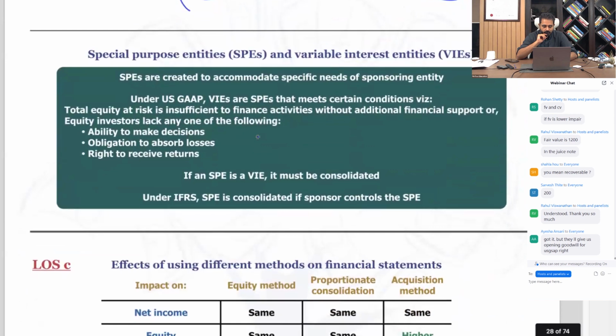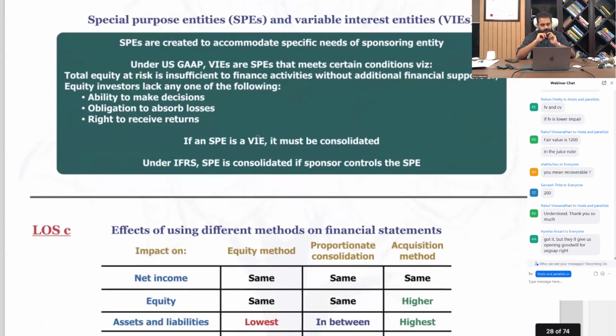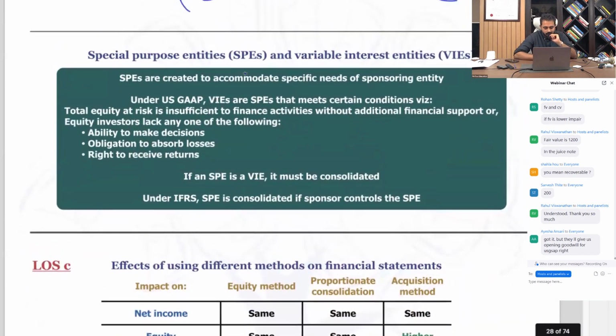And finally, we come to the SPE part. Now, this section, here's what you need to know. This VIE is a US GAAP term, variable interest entity. The question is about, should I do the consolidation or not? Obviously this is coming from that whole Enron nonsense, right? Everything that happened in 2008 and then Enron.